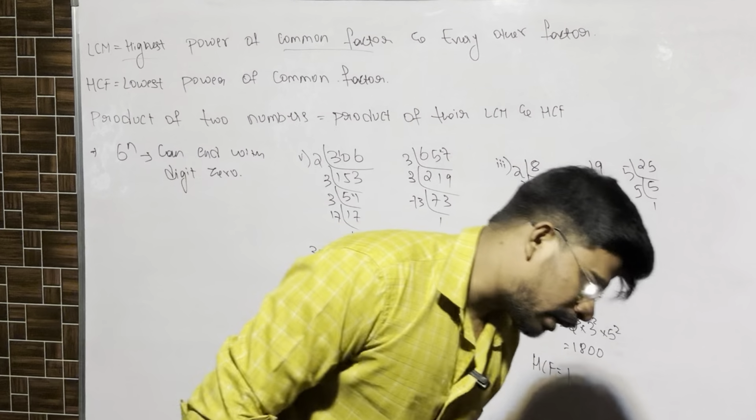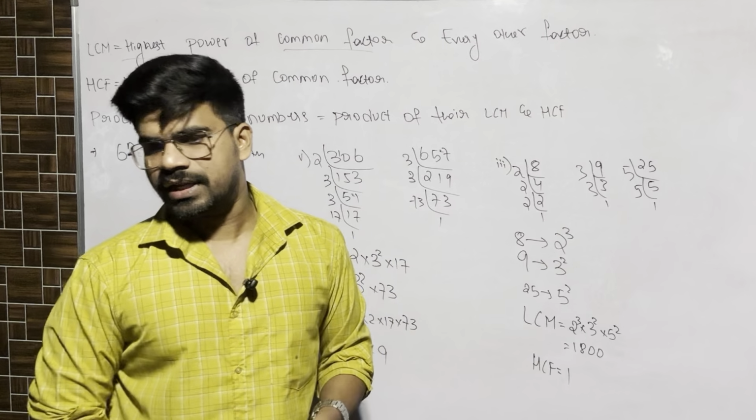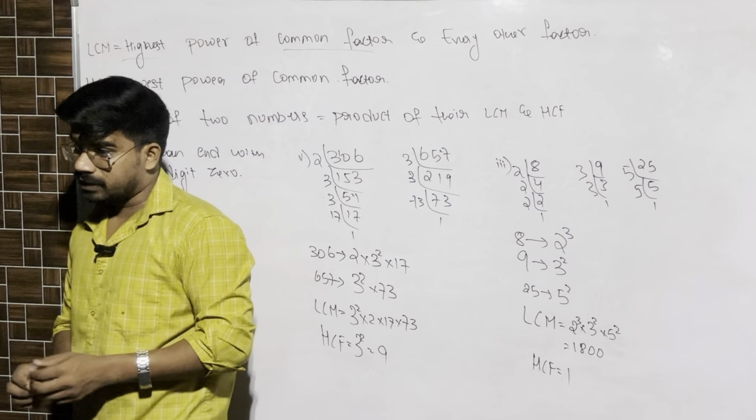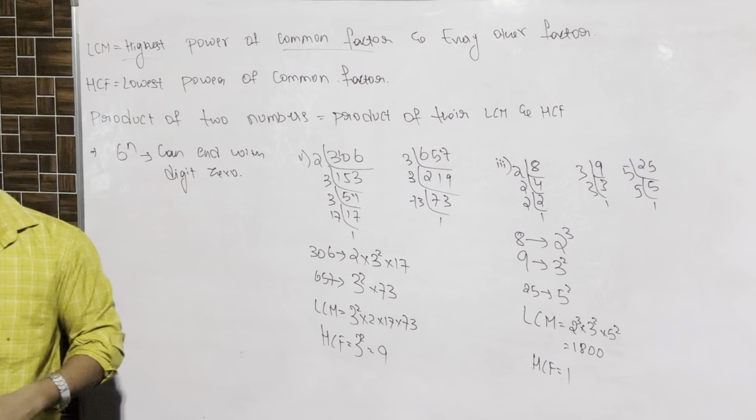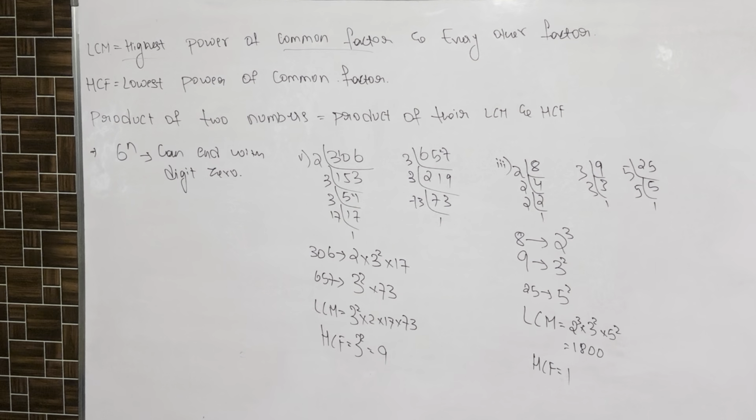For the last two, question number 6 is there, no? Question number 6 is there. 6 power 100 is asked. What is the digit in the end place? What is the unit digit if we put 6 power 100? For that question, you can try this method.